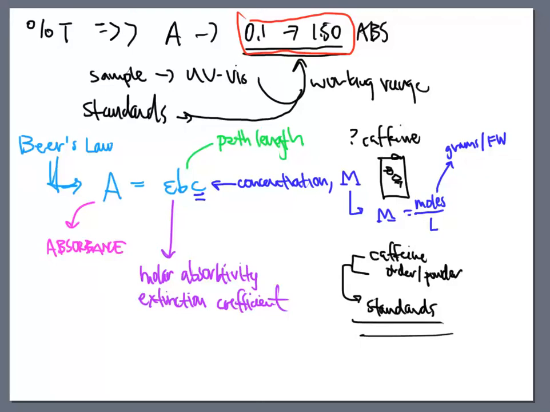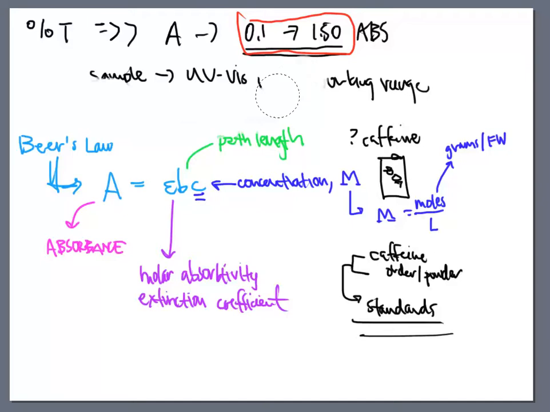Right, folks. In the previous video, we talked about this definition of Beer's law, and we began to identify the variables. So we said A is for absorbance, and E is molar absorptivity or extinction coefficient. B is the path length, and C represents concentration.